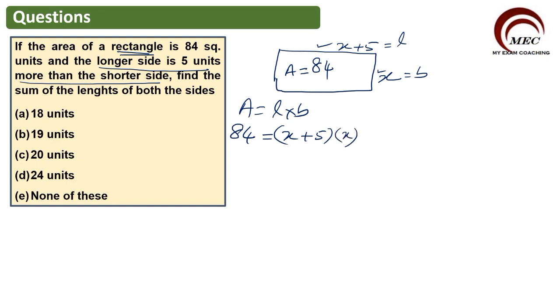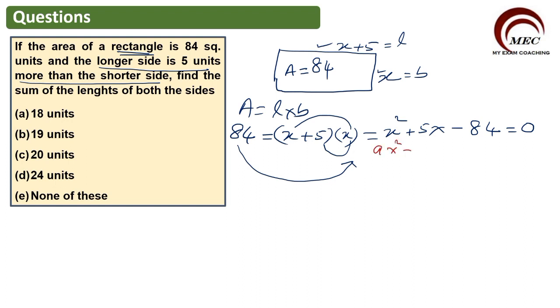When you solve it, x into x will become x square. X into 5 will become 5x. And this 84, when I transpose to this side, will become minus 84, which is equal to 0. Now we got the quadratic equation. Once you get the quadratic equation, then it is very easy. Equate it with ax square plus bx plus c equal to 0. Now we got a is equal to 1, b is equal to 5, and c is equal to minus 84.